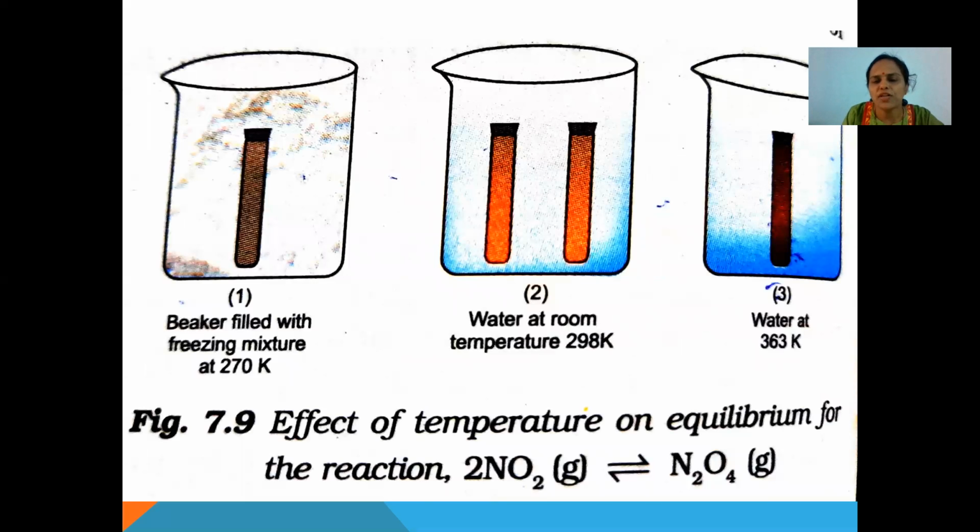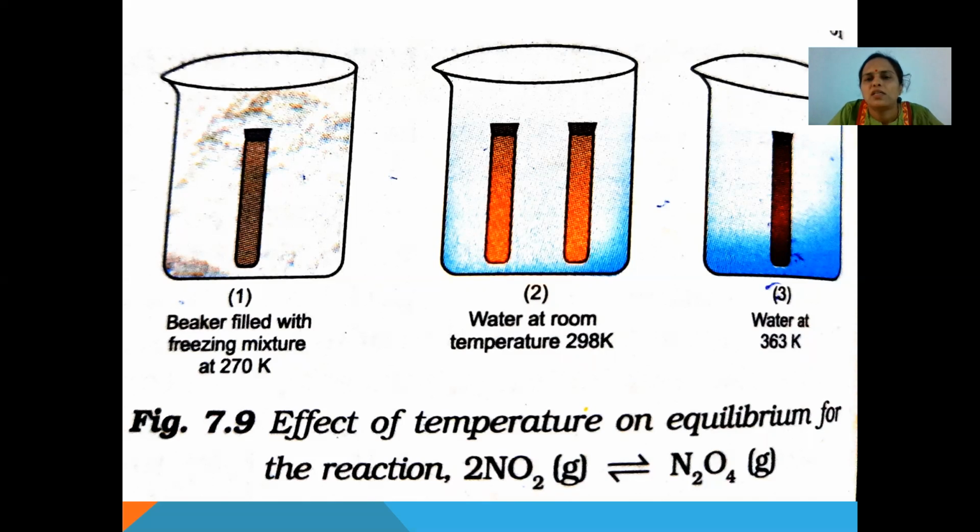Look at this effect of temperature on equilibrium for the reaction NO2 in equilibrium with N2O4. You can form NO2 gas on treatment of copper turnings with concentrated nitric acid. You can take two test tubes and collect the fumes of nitrogen dioxide in both, and take three beakers. In one beaker you put a freezing mixture, in the second keep water at room temperature, and in the third keep water at boiling temperature.